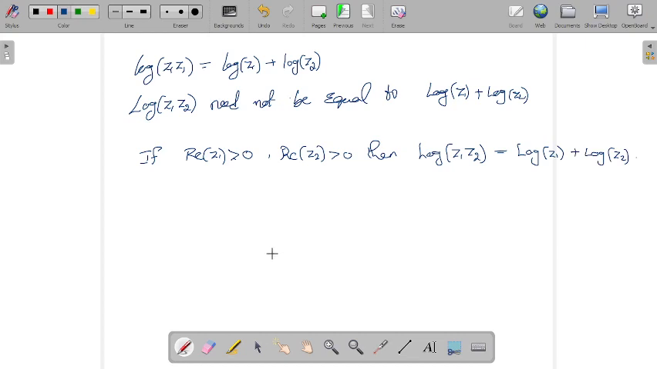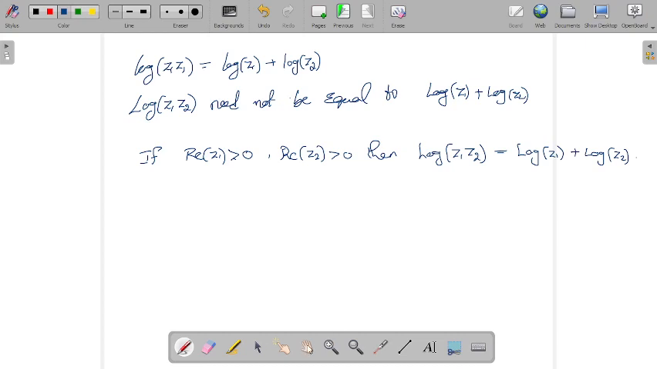Okay, and I suggest you go through a few more properties of the logarithmic function. You go to that book, Brown and Churchill, right? So you solve the exercise problems which were given there, so that you'll get more clarity on it. Yeah.